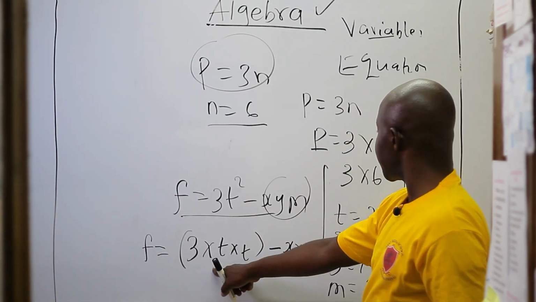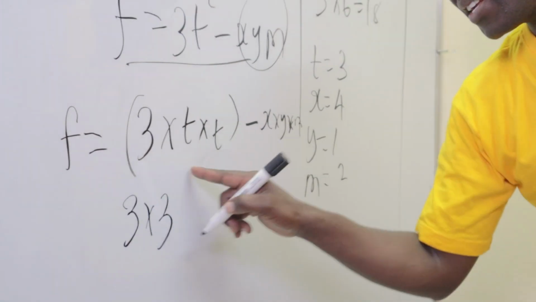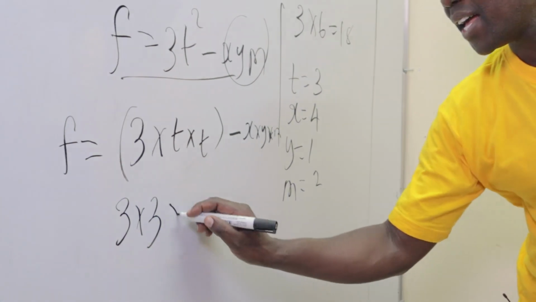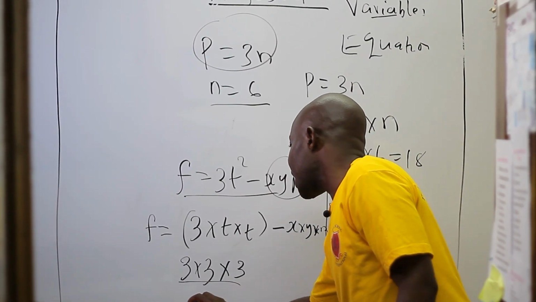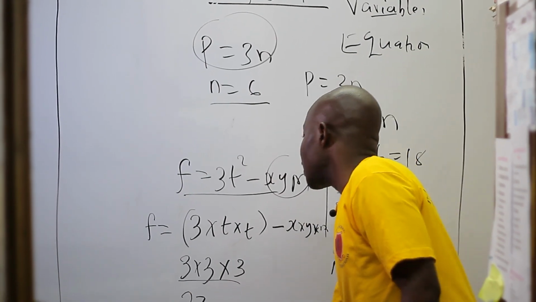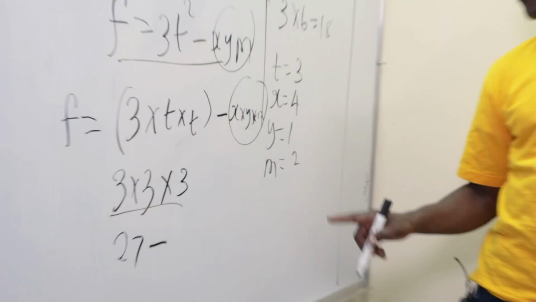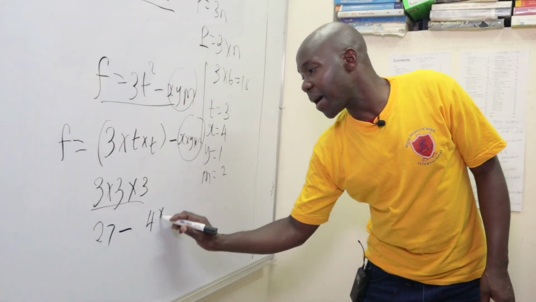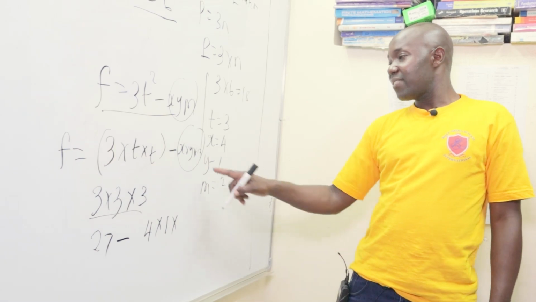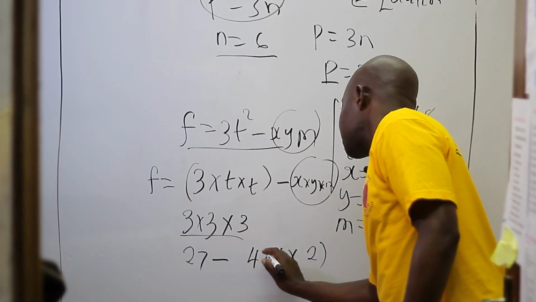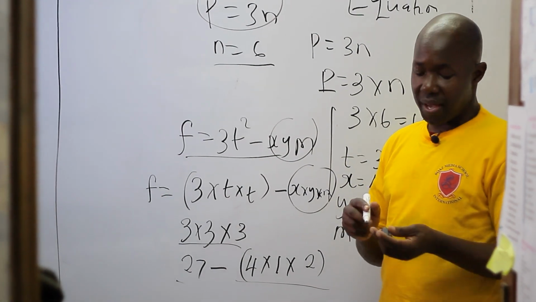And remember, my t was given to be 3. So 3, I multiply by 3, and I multiply by the other what? The other 3. So here provides 27. Then we are to minus the product of these 3, which is x, which we had to be 4. You multiply by y, which is 1. You multiply by the value of m, which is supposed to be 2. So when you get here, you simply subtract it from whatever you get in the previous.